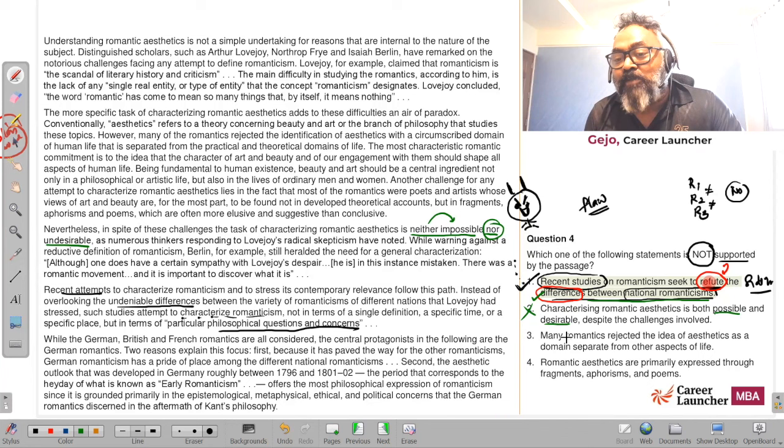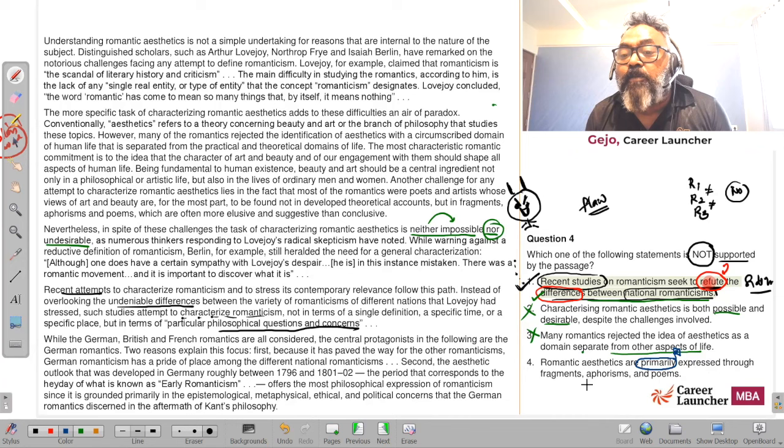Many romantics rejected the idea of aesthetic as the domain separate from other aspects of life. Absolutely, this is mentioned here. So I think if there is something that you might have an issue with, it is the word primarily here. You're also saying maybe this is a problematic case: romantic aesthetics primarily expressed through fragments, aphorisms, and poems.